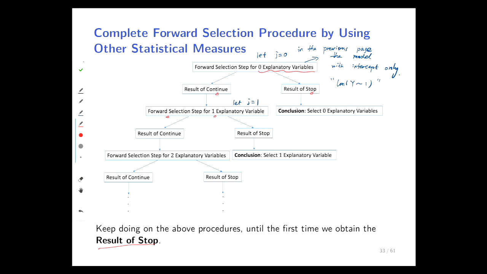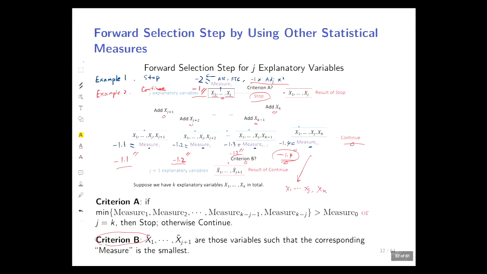For this complete procedure, it's exactly the same as the forward selection using the F statistic. The only difference is criterion A and criterion B, because we propose new measures to do that.